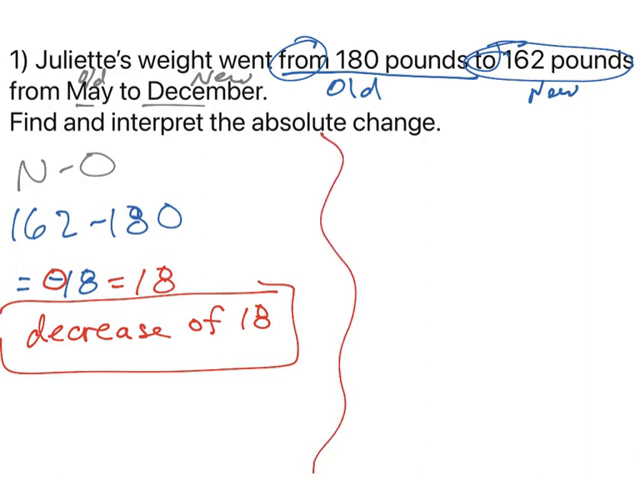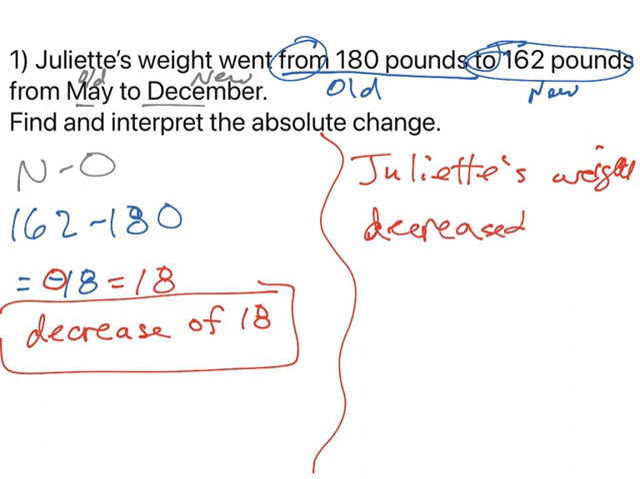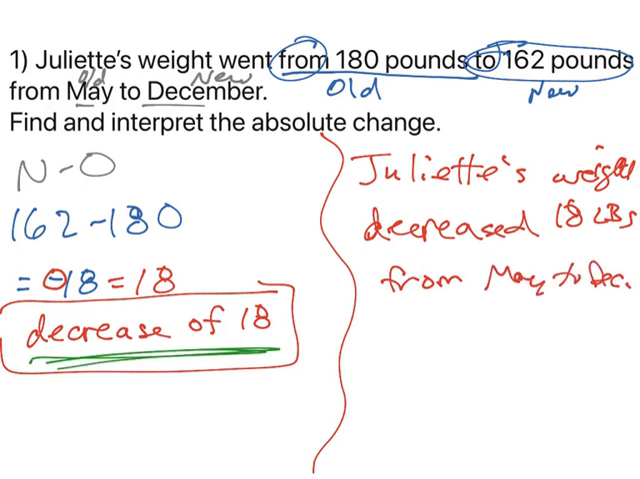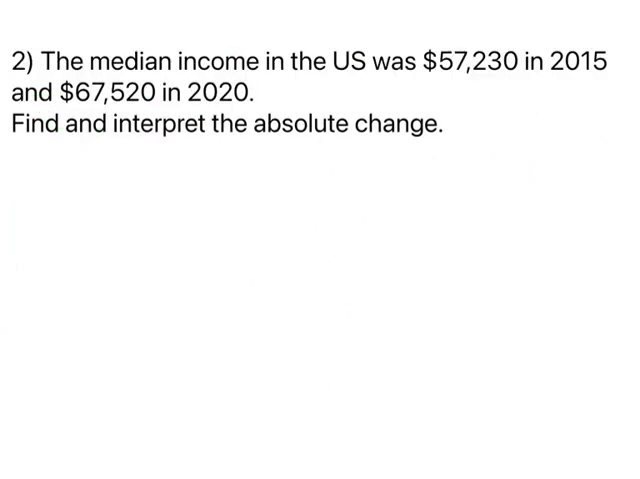So the interpretation tells us, what are we talking about? Juliet's weight. So Juliet's weight decreased 18 pounds from May to December. The decrease of 18 pounds, that's what goes into my sentence. What am I talking about? What is my time frame? And the absolute change goes in.